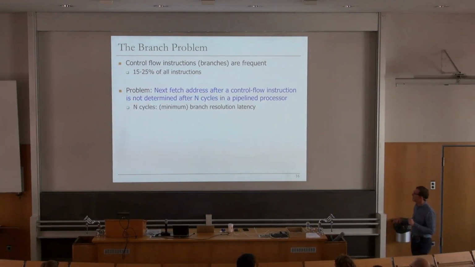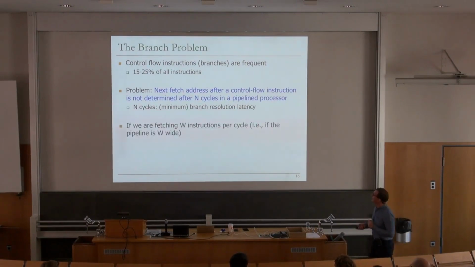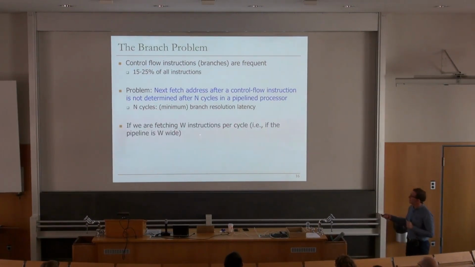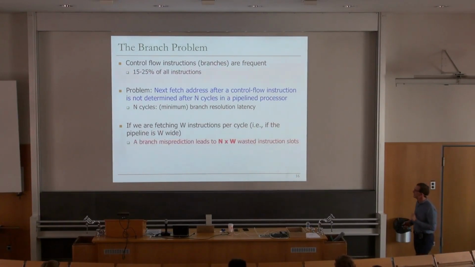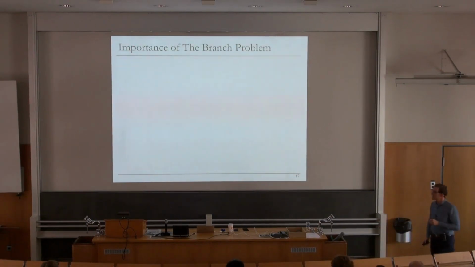Now, this is called the minimum branch resolution latency. Let's assume that we're fetching W instructions per cycle. If the pipeline is W wide, as in superscalar execution, you can be W wide. In VLIW also, you can be W wide. Let's assume that you're predicting the branch. If you mispredict it, you wasted n times W instruction slots, where W is the number of pipelines, let's say, and n is the pipeline depth. So pipeline depth times pipeline width. Now we're going to calculate how many instructions we wasted.